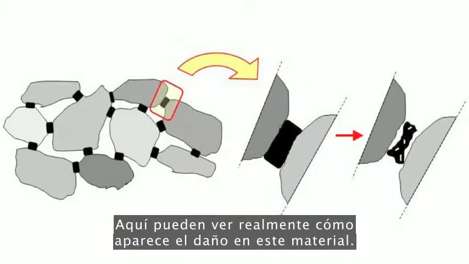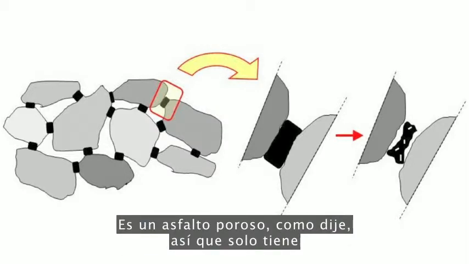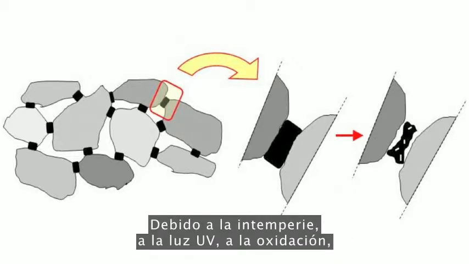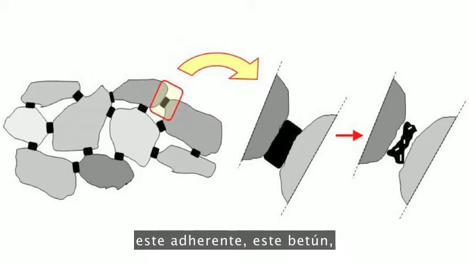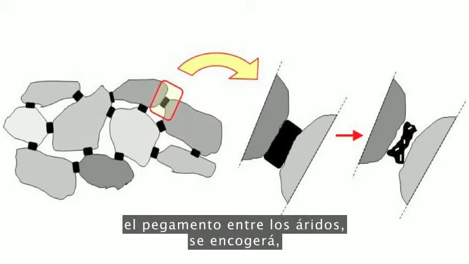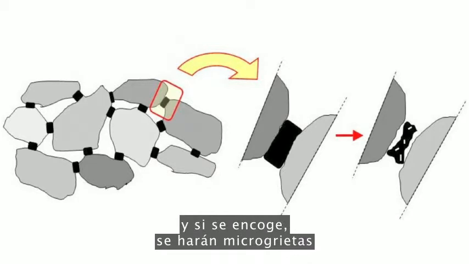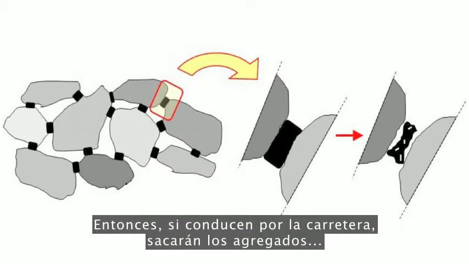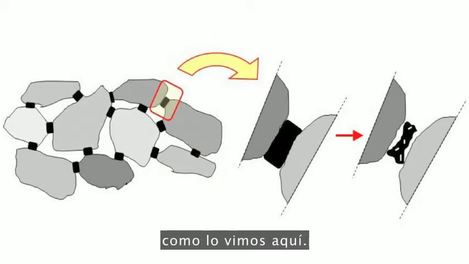Here you see actually how the damage appears in this material. It's a porous asphalt, like I said, so you have only a small amount of binder between the stones. Due to weathering, due to UV light, due to oxidation, this binder, this bitumen, the glue between the aggregates, is going to shrink. And if it shrinks, it gets micro cracks and it delaminates from the aggregates. And then if you drive over the road, you take out the aggregates, what we just saw here.